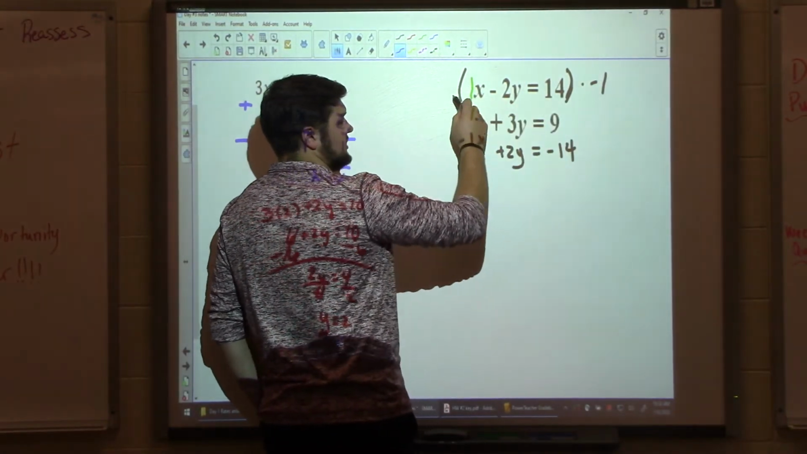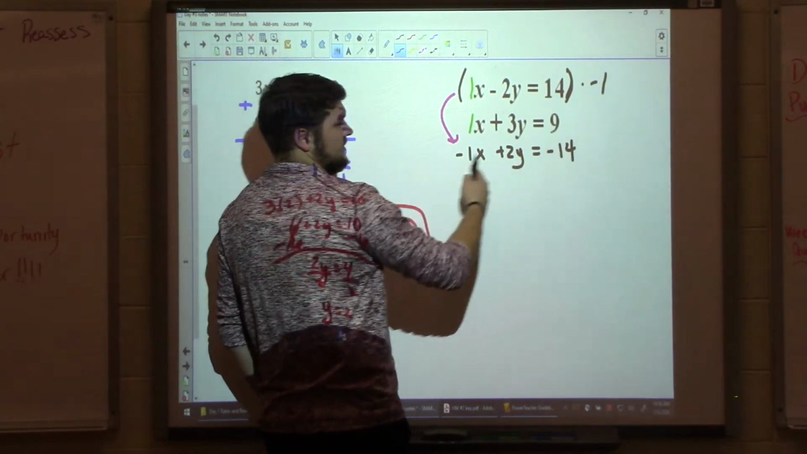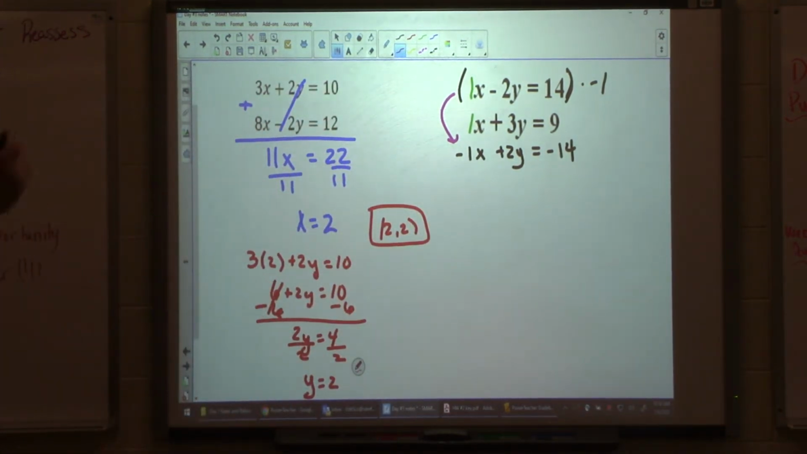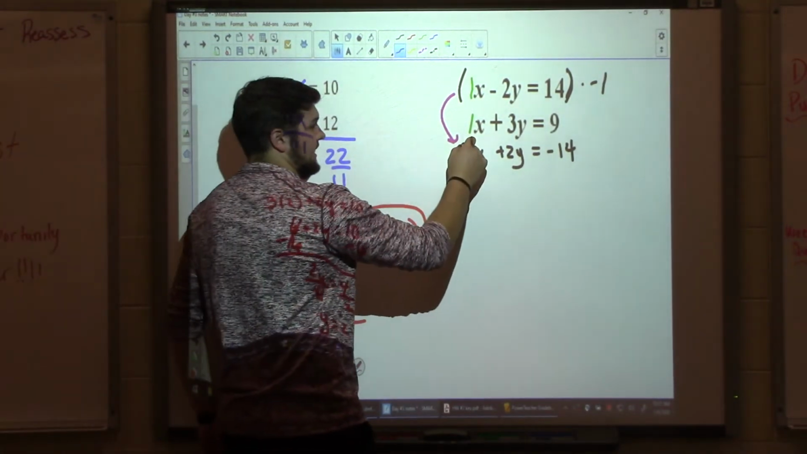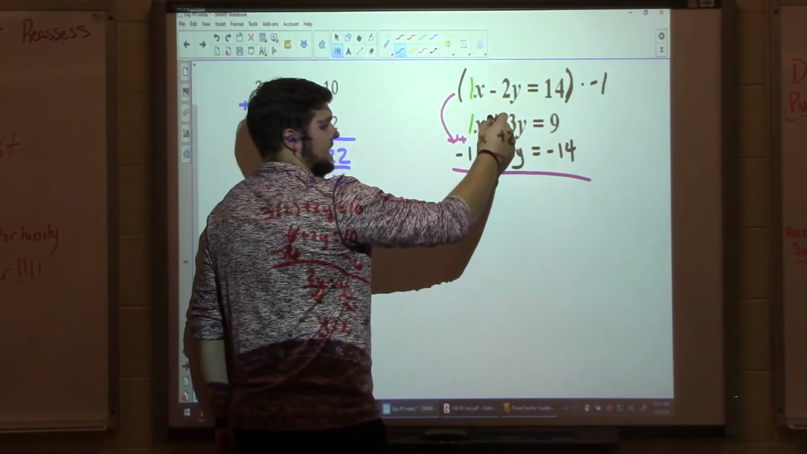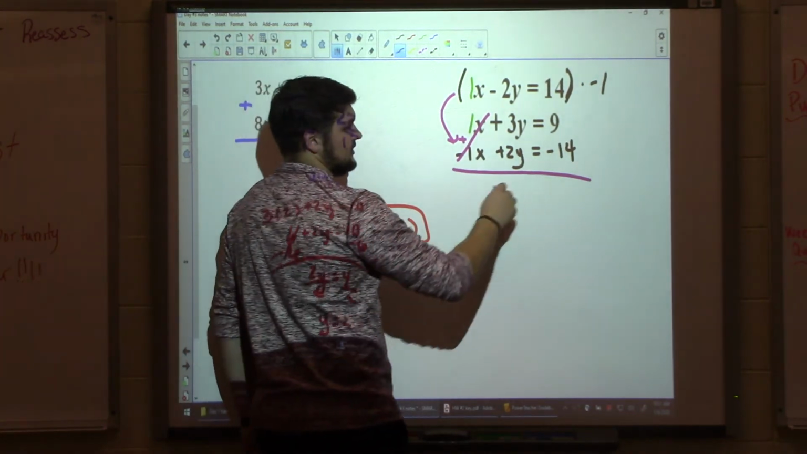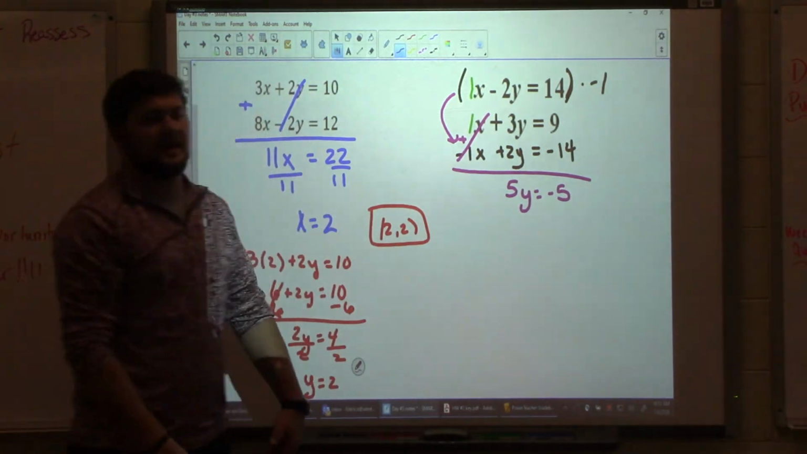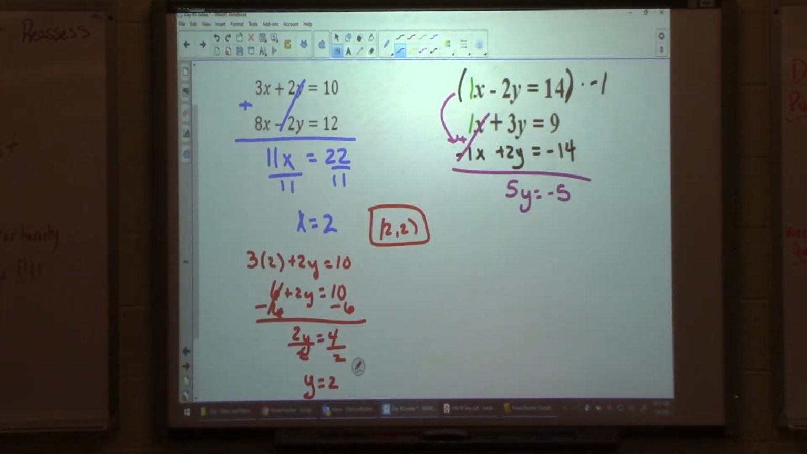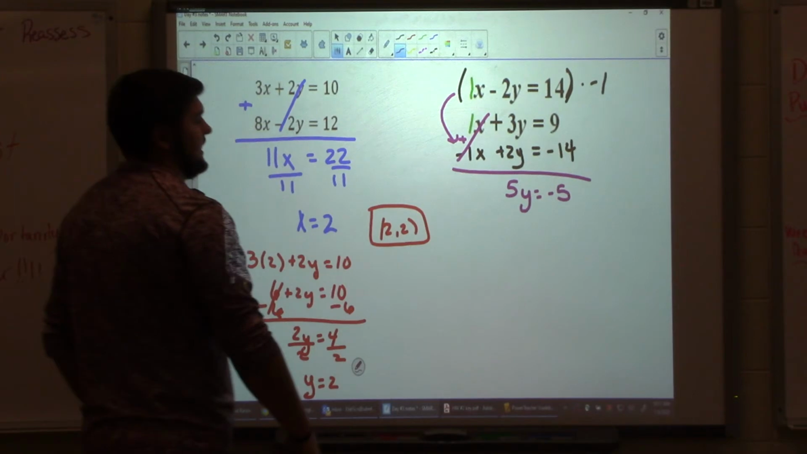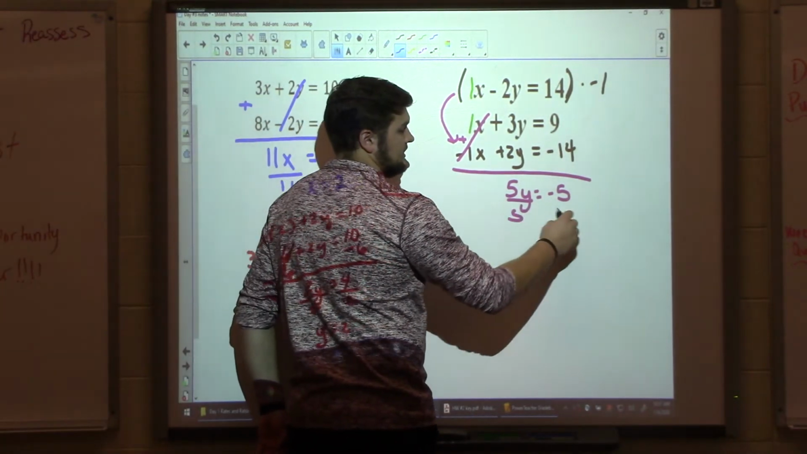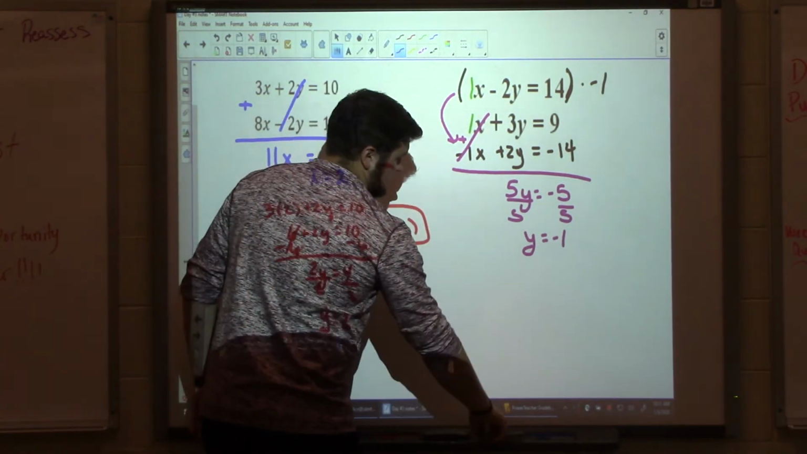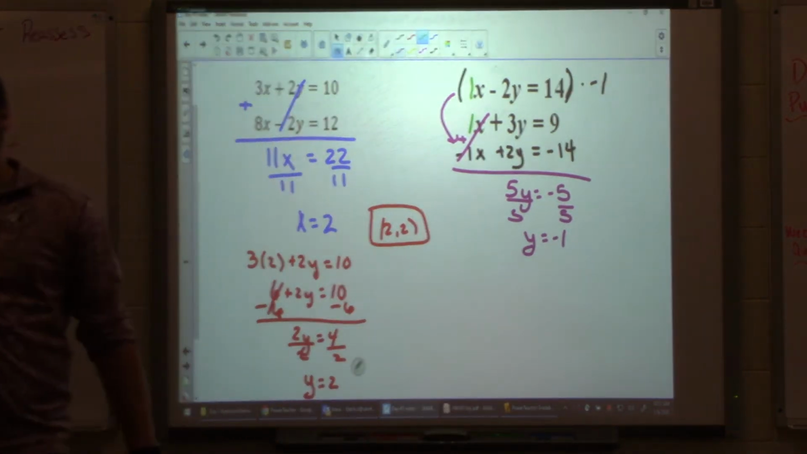So my top equation turned into this. Do I have opposite coefficients now? Yes, so now I can combine them and eliminate my x's. 1x plus -1x cancels. 5y equals -5. So divide by 5, we get y equals -1. Alright, that's part 1 done. We figured out what y is.